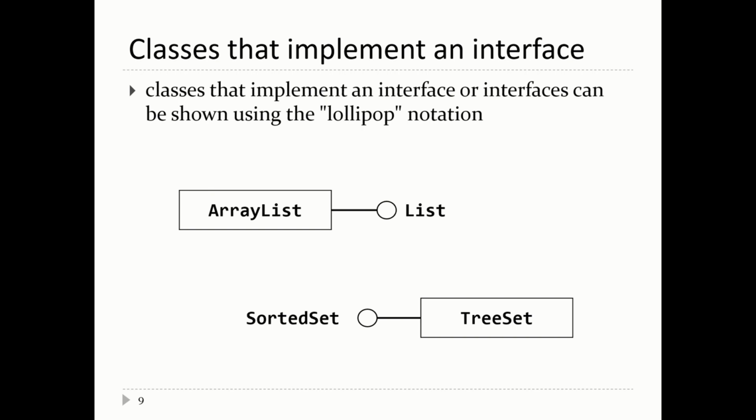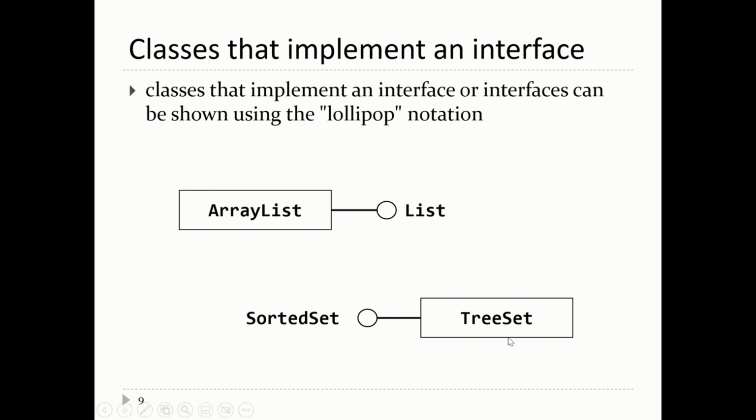If your class implements an interface, you can indicate that as well. So classes that implement an interface or interfaces can be shown using what's called the lollipop notation. So ArrayList implements the list interface. The way you indicate that is you draw the box for ArrayList. If you want to, you can put in the fields and the methods belonging to ArrayList. It depends on what you're using the diagram for. You draw a line and then a round empty circle and then the name of the interface beside it.